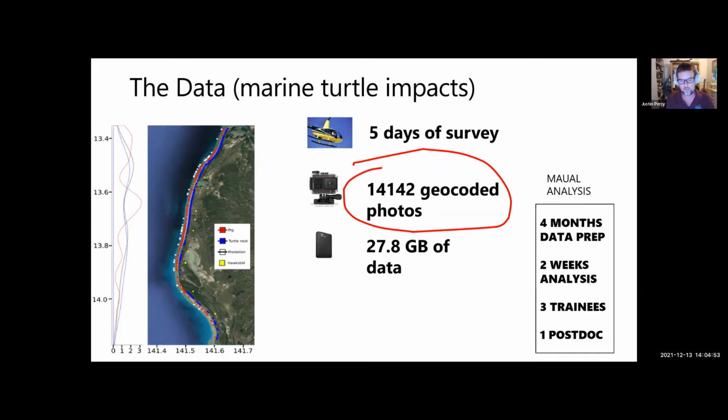This led to a lot of photos. We got over 14,000 geocoded photos. It leads to a lot of data, 27.8 gigabytes of data. So when we actually sat down and said, can we make something useful out of this?